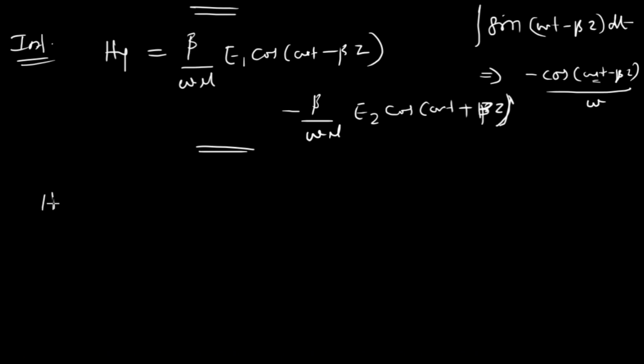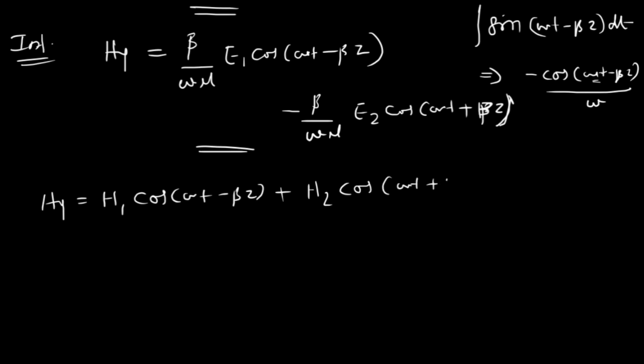What is the propagation equation of Hy? Hy is given by H1 cos(omega t minus beta z) plus H2 cos(omega t plus beta z). I understand that this is the forward moving wave and this is the backward moving wave, right? So if I directly compare these two equations, call them A and B, what do you observe?